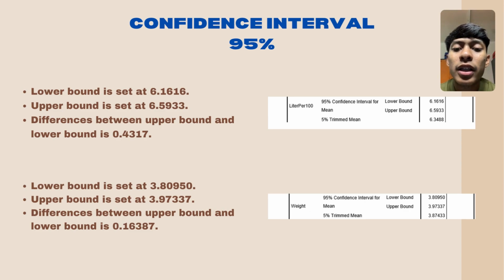0.4317. The 95% confidence interval for the mean in weight has been calculated. The lower bound is set at 3.80950 and the upper bound is set at 3.97337. The difference between upper bound and lower bound for the 95% confidence interval for the mean in weight is 0.16387.